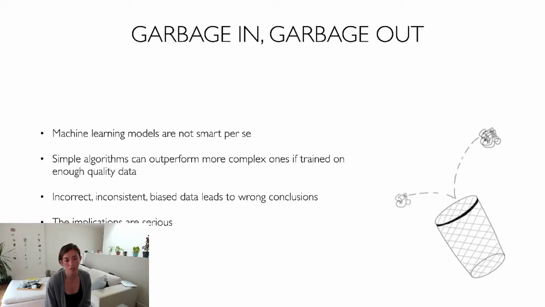The concept of garbage in, garbage out is all but new in tech, but it really becomes super relevant in the context of data science, because the implications can be quite serious. So first of all, machine learning models are not smart per se. No matter how fancy your math is, simple algorithms can outperform more complex ones if they're trained on enough quality data. And the other side of the coin is that incorrect, inconsistent, and biased data leads to wrong conclusions. So the implications can be quite serious, especially as companies rely more and more on data and models to make decisions.